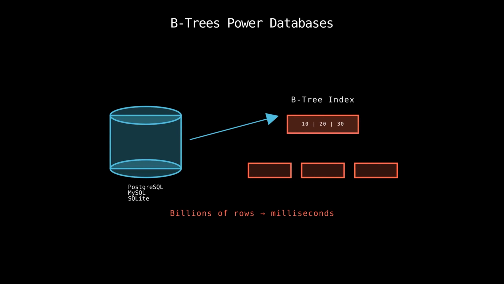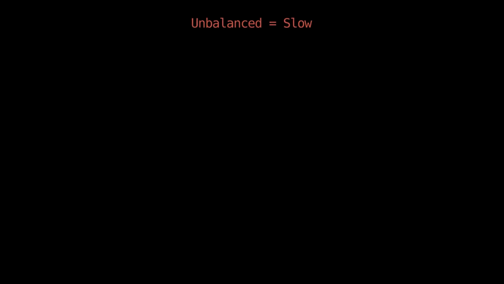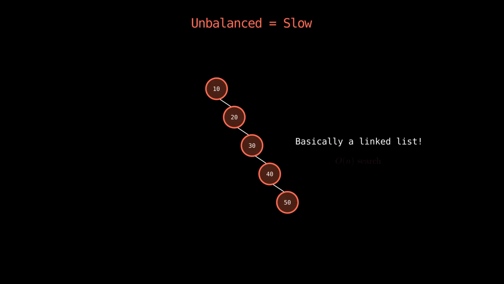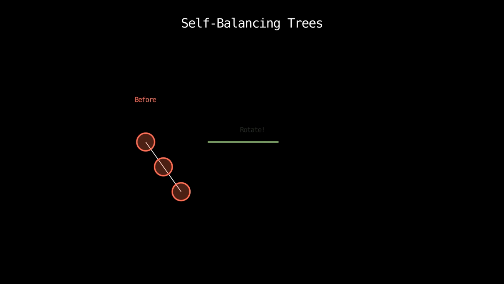The catch with basic BSTs, they become unbalanced. If you insert sorted data, you get a skinny tree that's basically a linked list, O of n again. That's why we have self-balancing trees, AVL trees, red-black trees. They automatically rebalance after every insert and delete. Guaranteed O of log n, always.